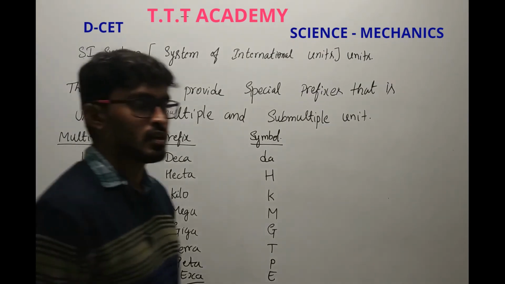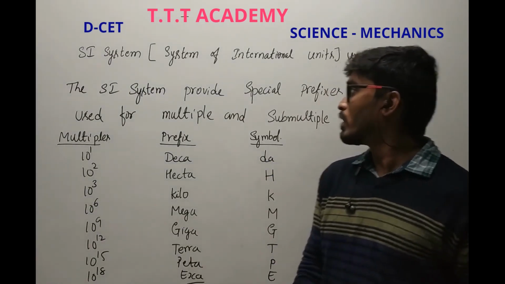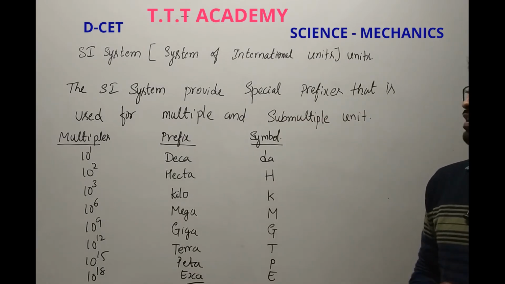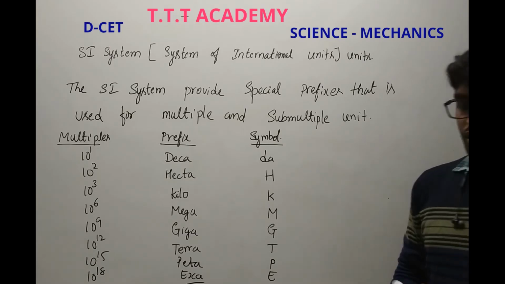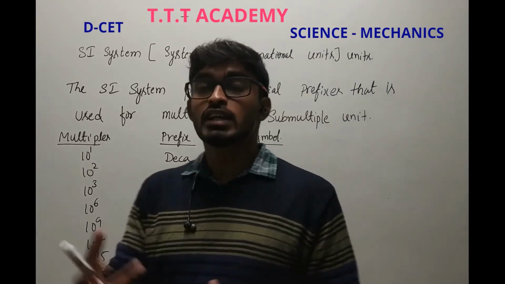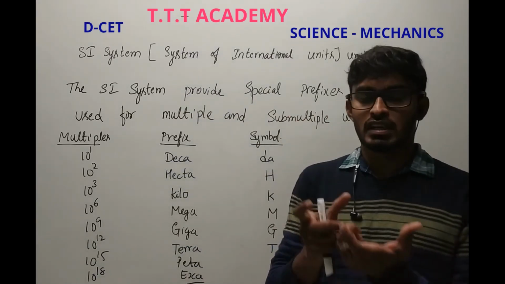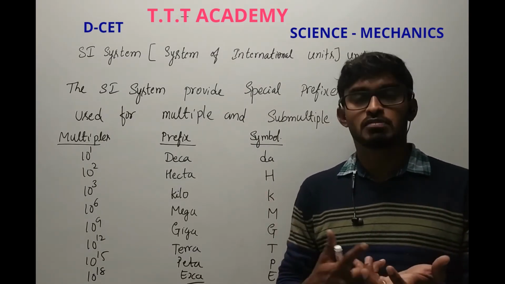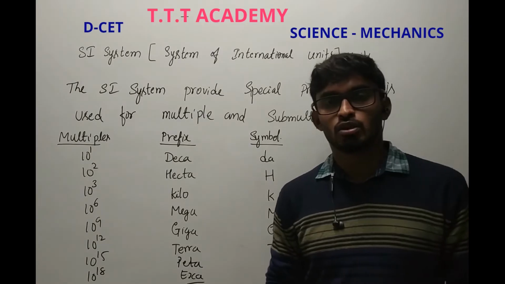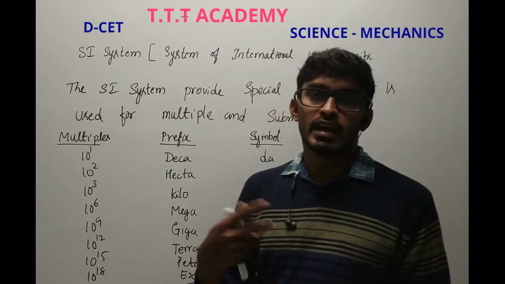The SI system also provides special prefixes for multiples and submultiples. It means you can increase the range. For example, you can measure the length of any material using different measurements: millimeter, centimeter, kilometer, foot, and so on.